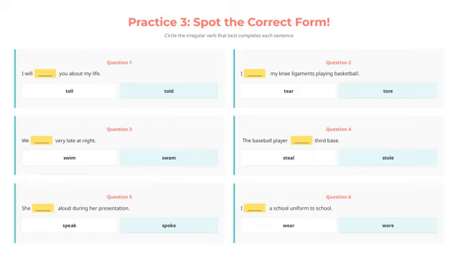So the key points are: recognize irregular verbs by their unique past tense forms.